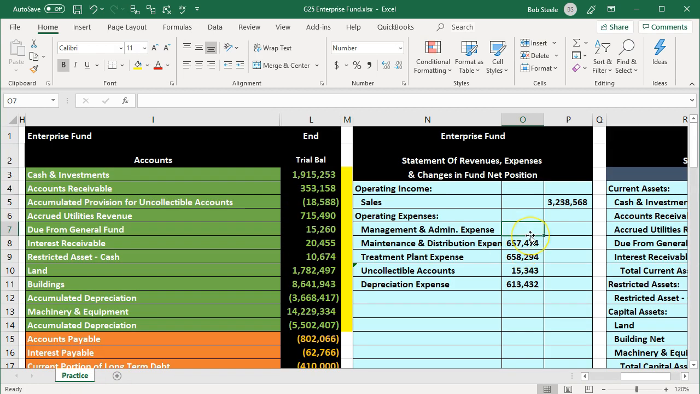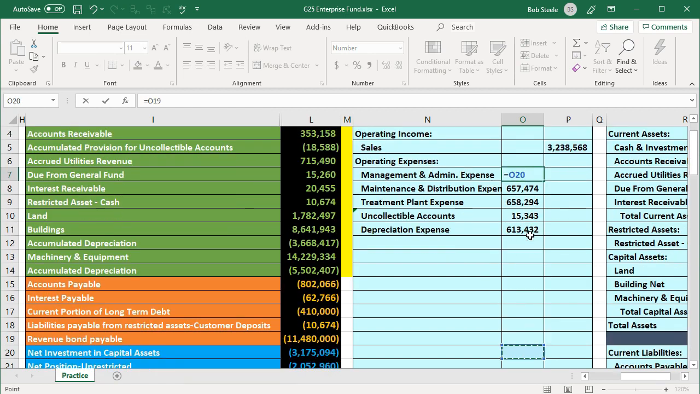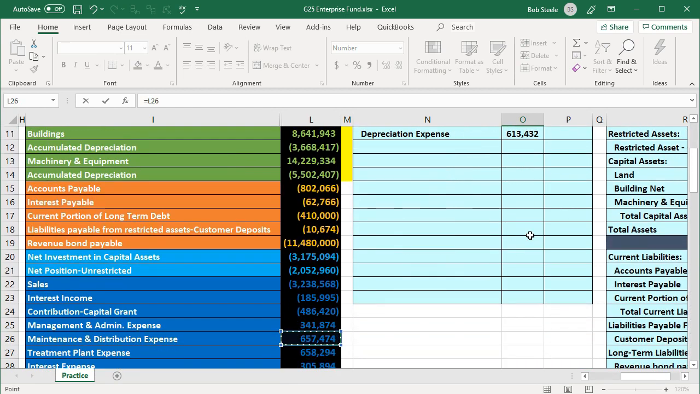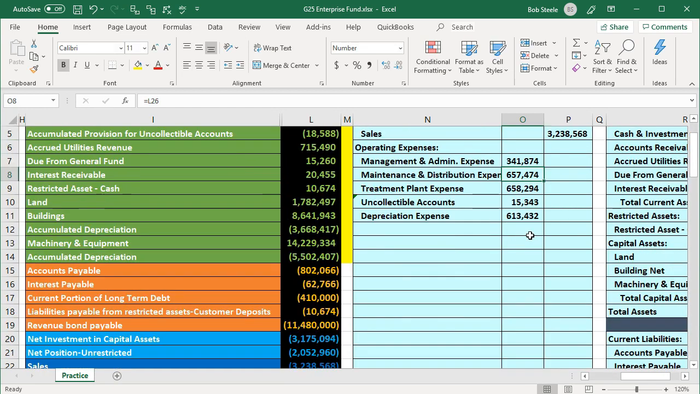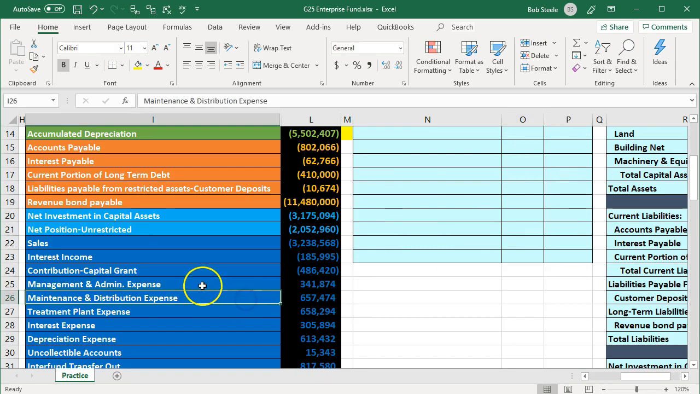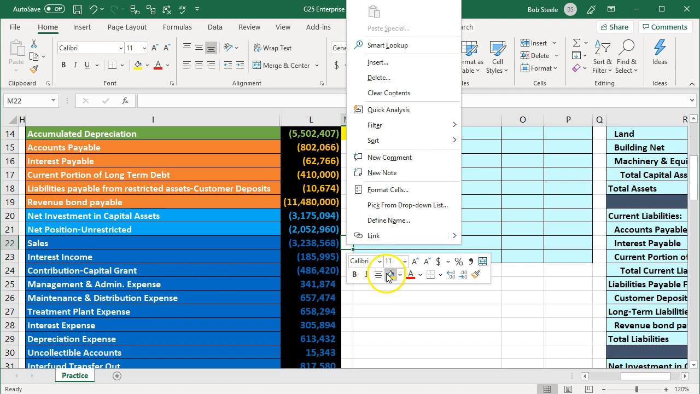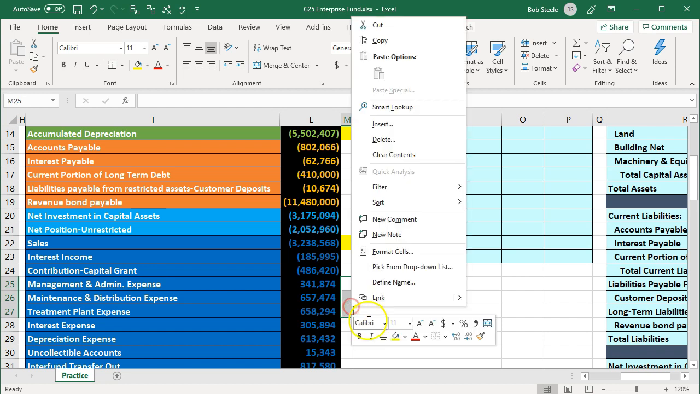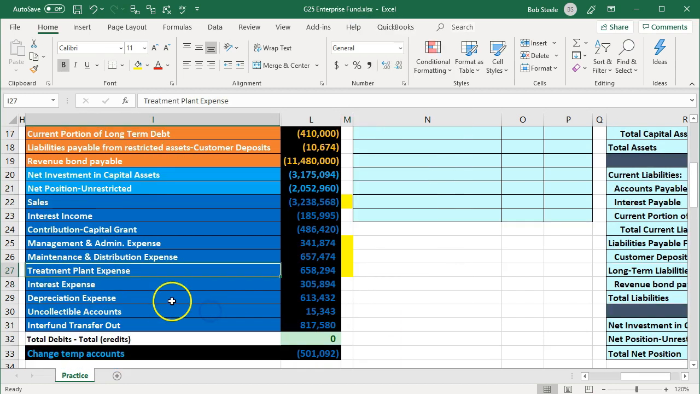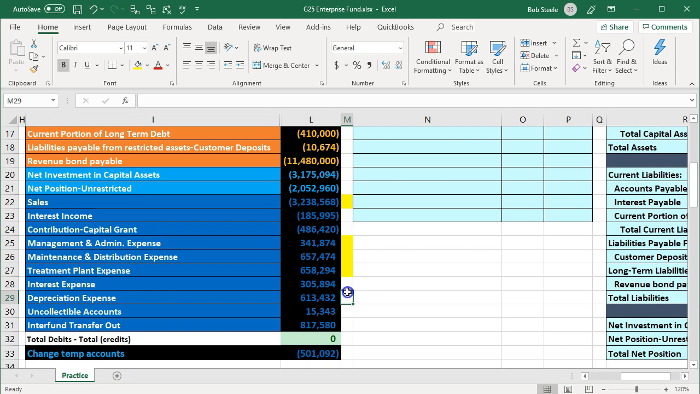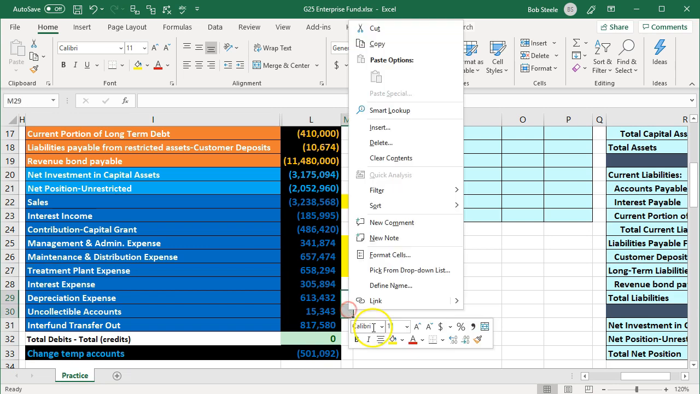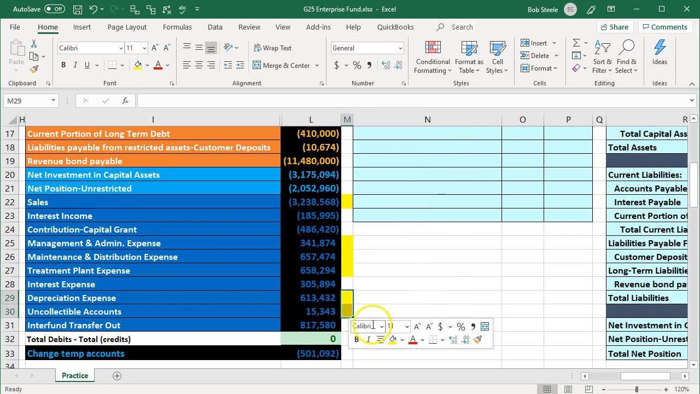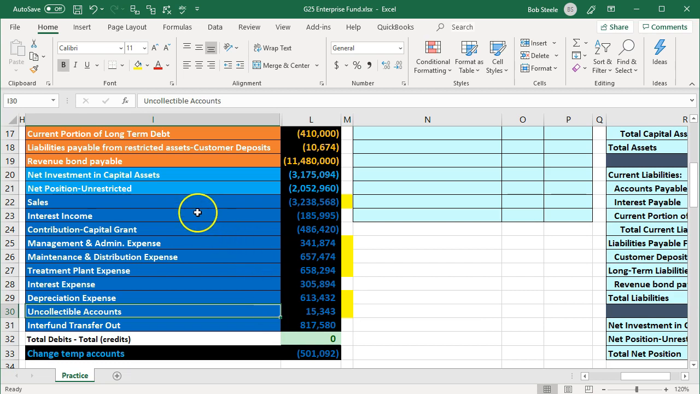I never put a number up here, so here's the management and admin. Management and admin is there. So there we have that. So if I go down here and highlight these, I'm gonna say we found a home for the revenue, and we found a home for this one, this one, this one. So let's make those yellow. We found a home for depreciation and uncollectible accounts, which is similar to basically bad debt expense. So there are those. Now, we haven't found a home for these two.